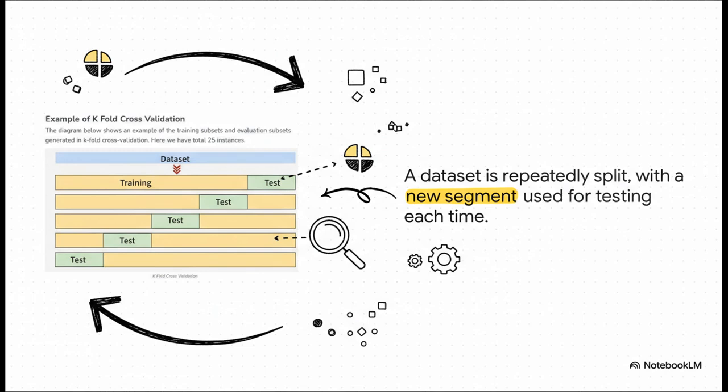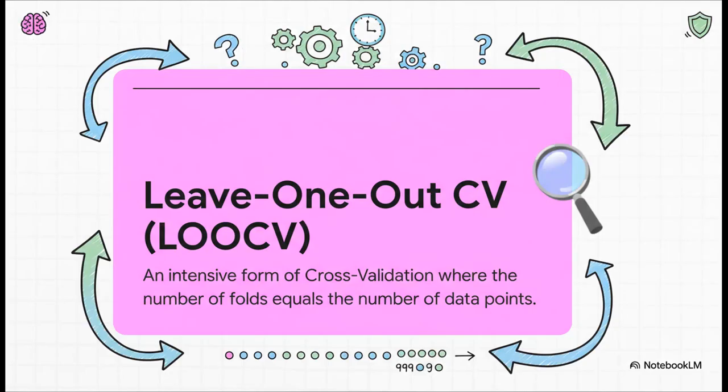Each time, a new little section gets to be the test set. The brilliant part is that this makes sure every single piece of your data gets used for testing exactly once. And trust me, this gives you a way more reliable idea of your model's accuracy than just doing a single, simple train-test split.